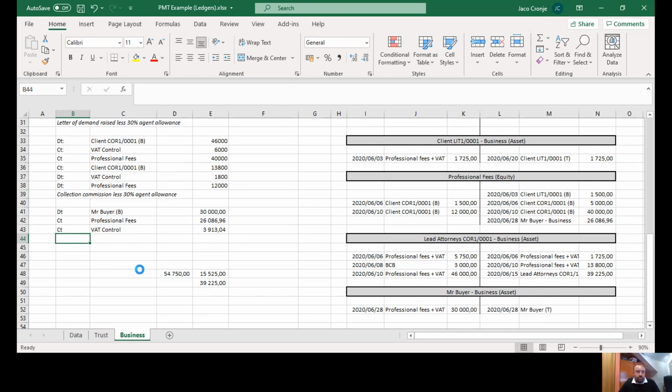Okay, for some reason my Excel is just hanging for a second.